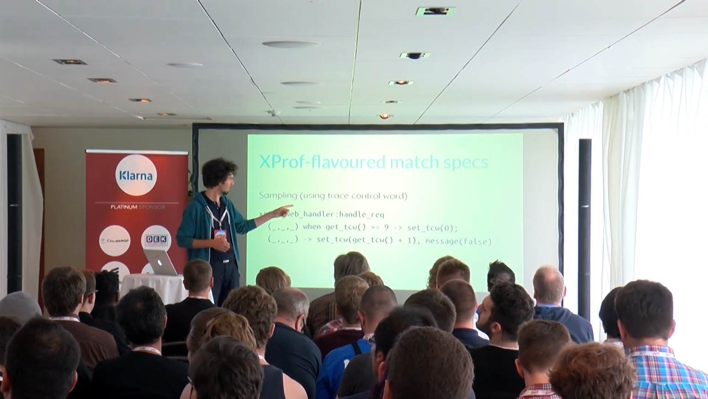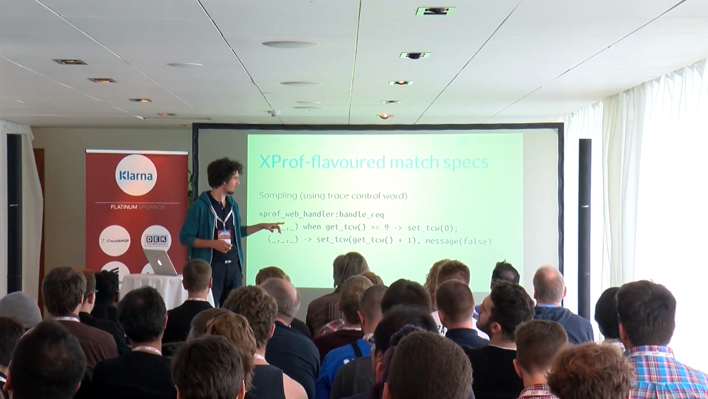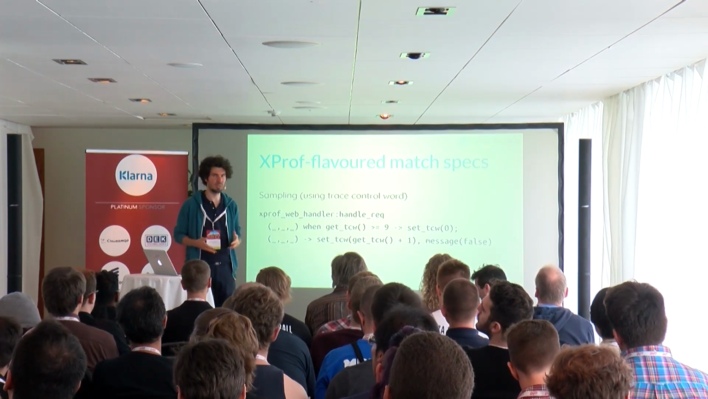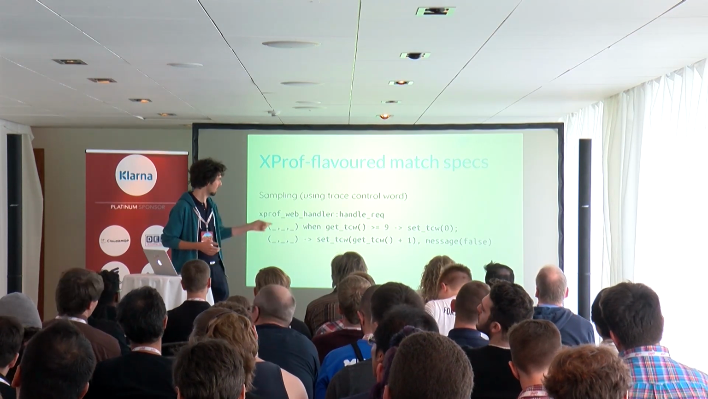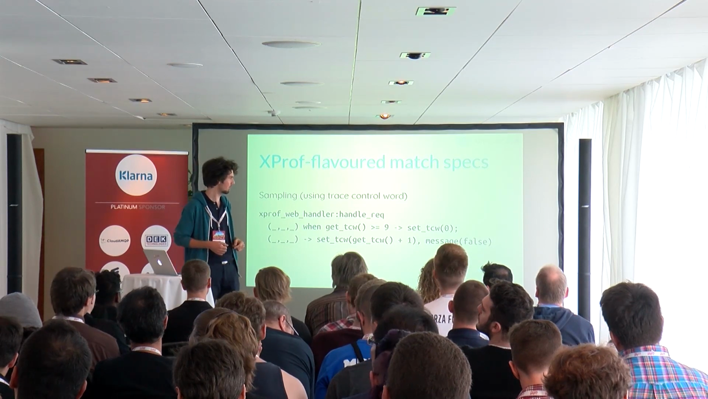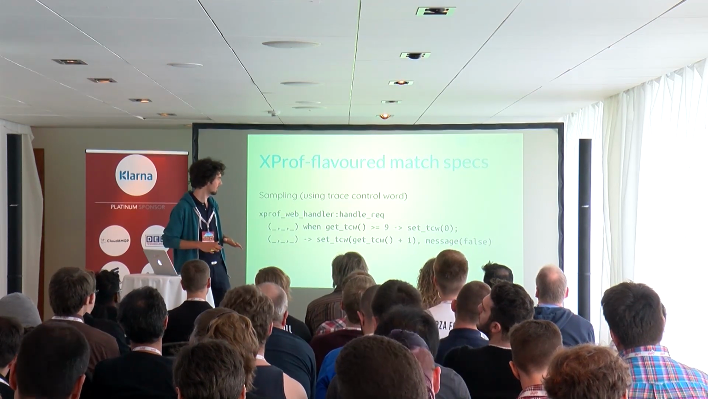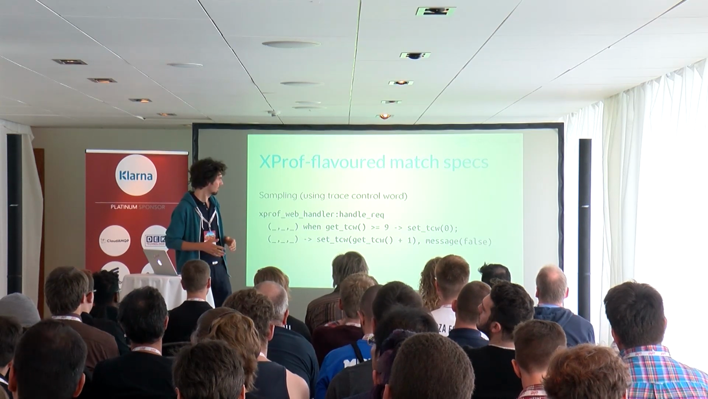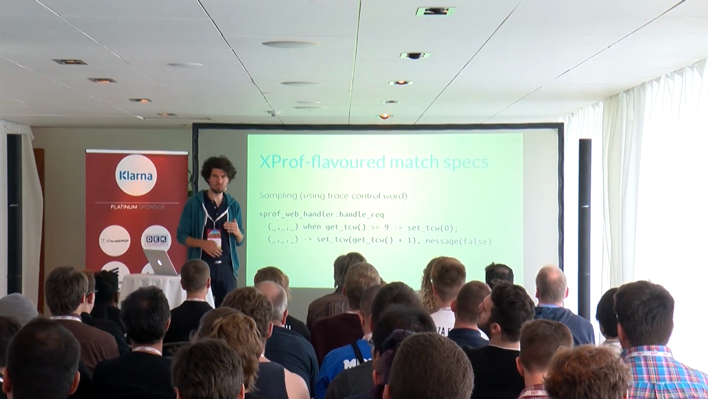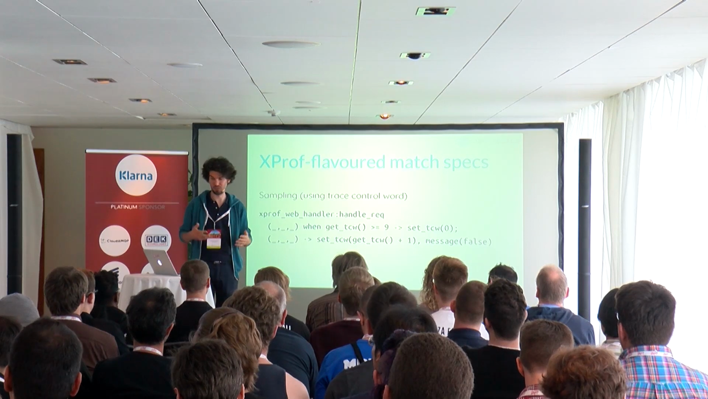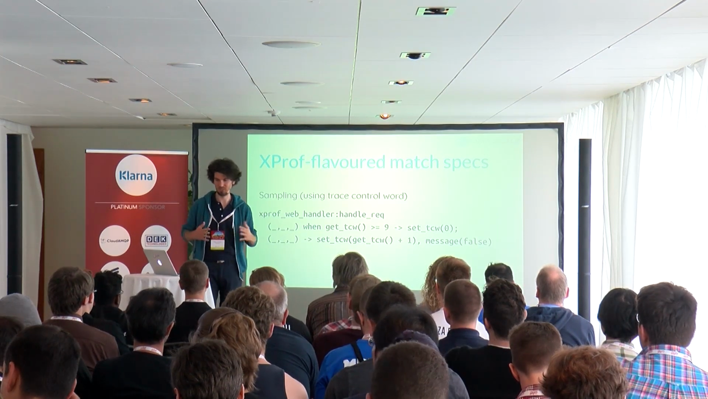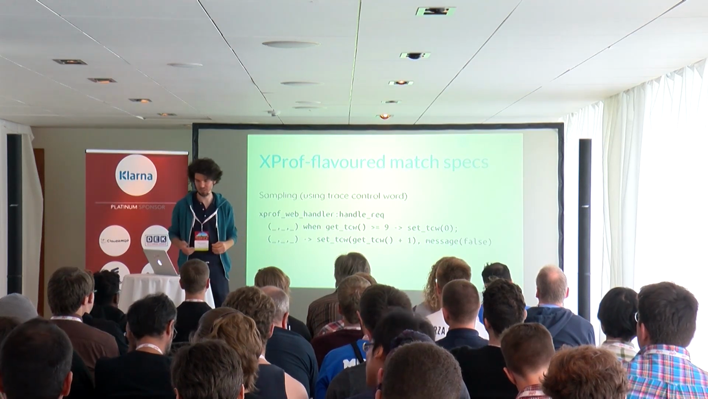If the trace control word value is 9 or above, just reset it and do the default behavior, which is to measure that function call. Otherwise, just increment the trace control word and silence that function call with this message false trick. So basically, you measure only every 10th function call. If you have too many function calls, like thousands or 10,000, you can restrict that and just take a sample of that.